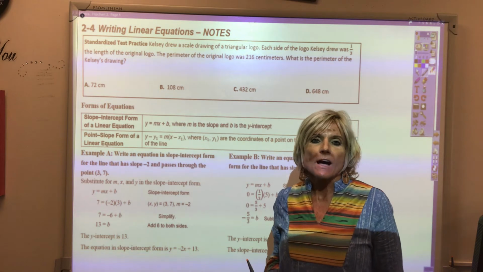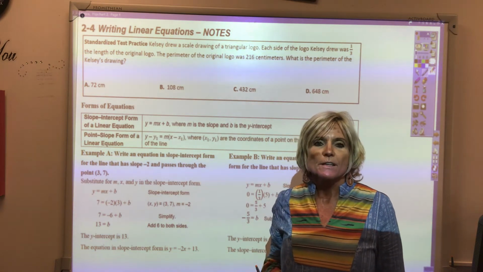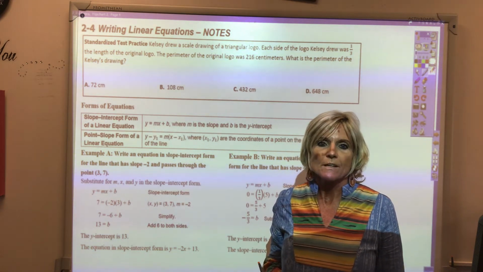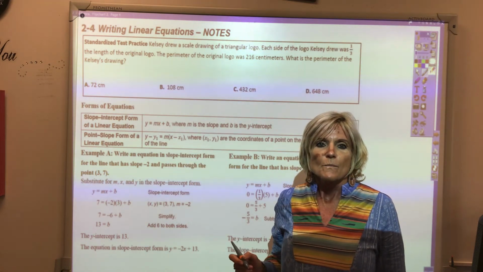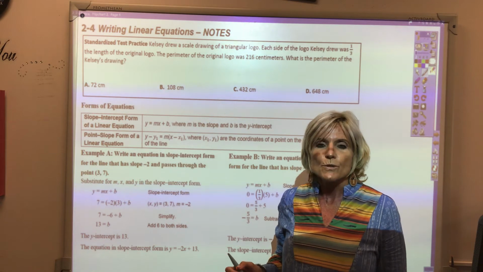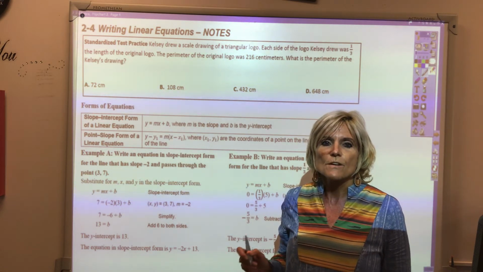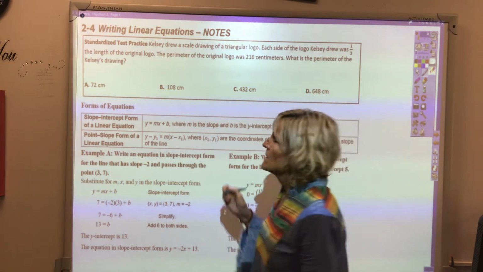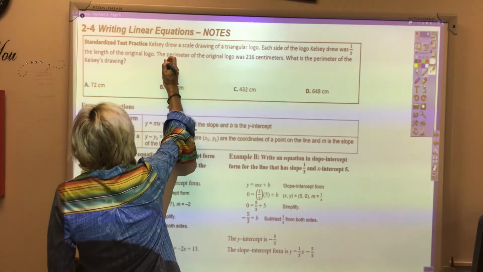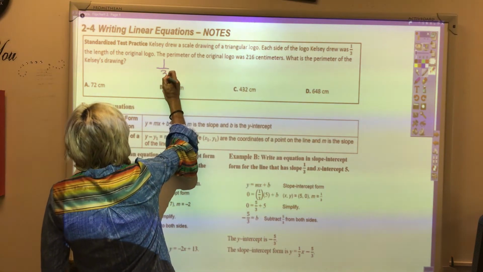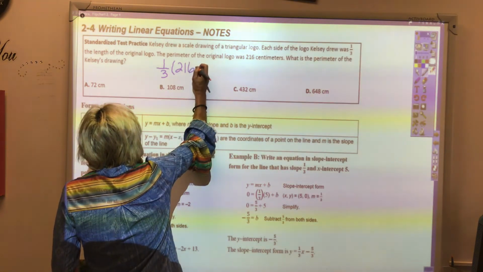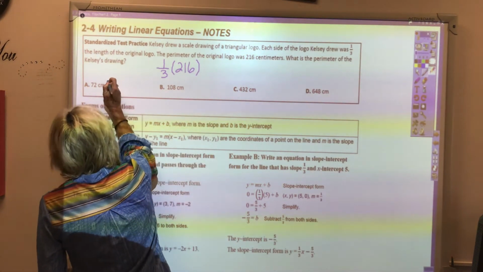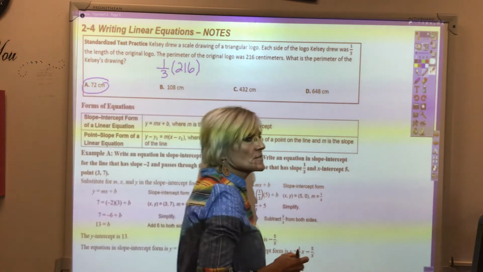So if each side is 1/3 the length of the original drawing, then the perimeter of the one that Kelsey drew is going to be 1/3 of the perimeter of the original. So we'll just multiply 1/3 by 216, and that will be 72 centimeters.